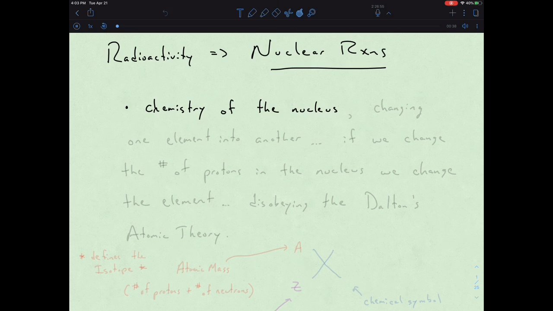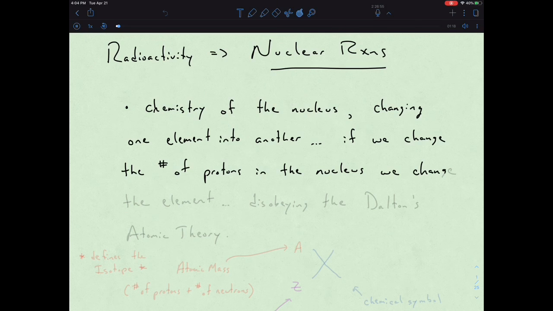So we're really now actually talking about changing one element into another. Because if we change the number of protons in the nucleus, we change the element.